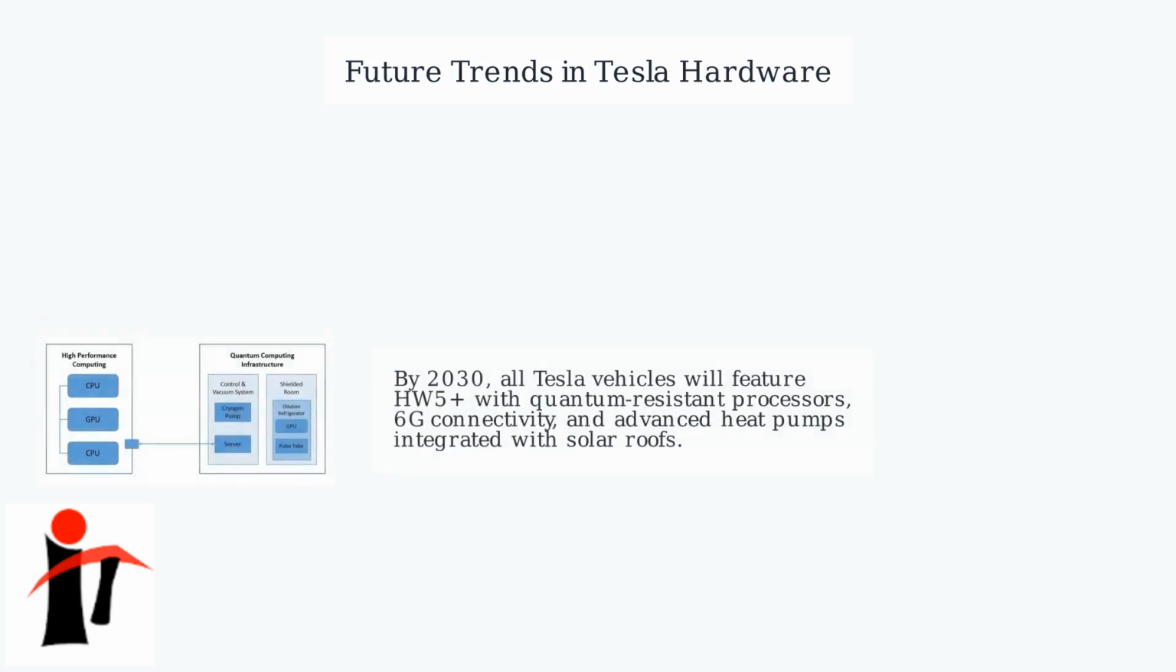Looking ahead to 2030, Tesla vehicles will incorporate quantum-resistant processors for enhanced security, 6G networks for seamless connectivity, and sophisticated heat pump systems integrated with solar roofs for maximum efficiency.